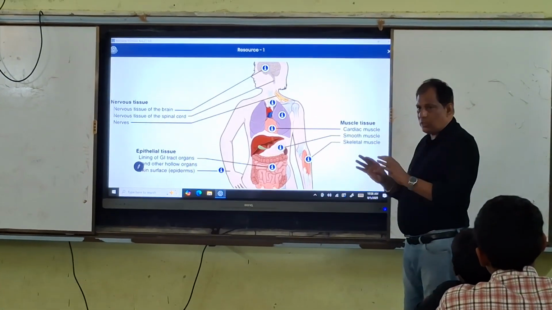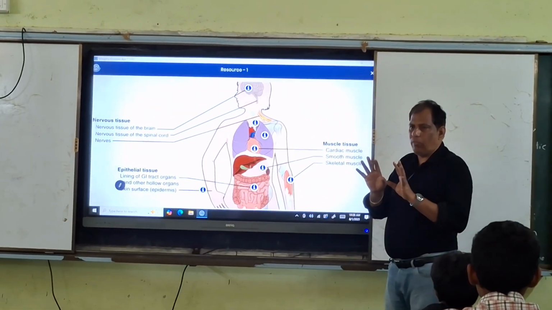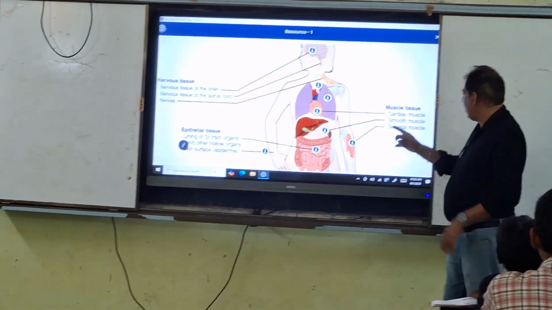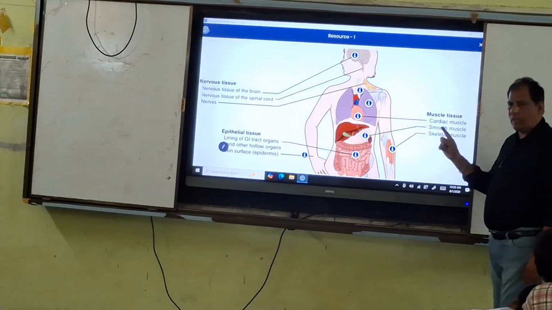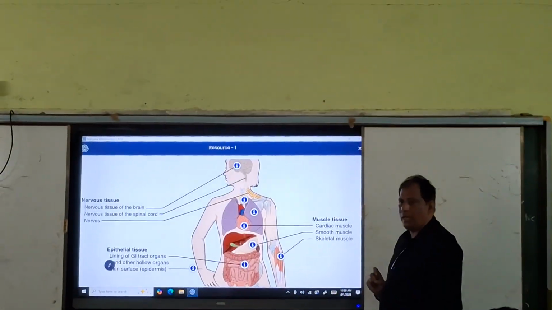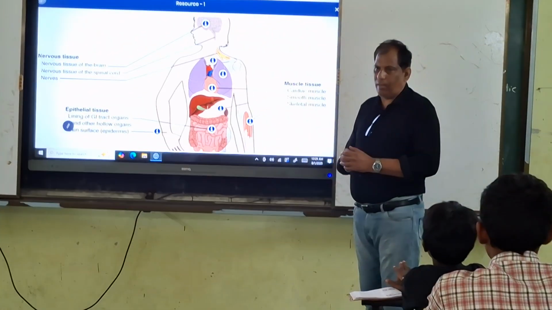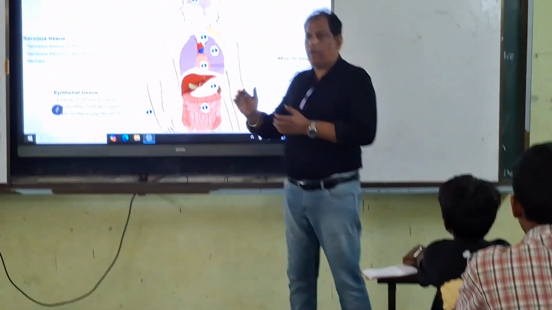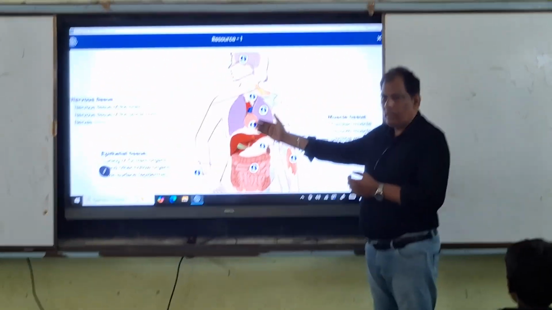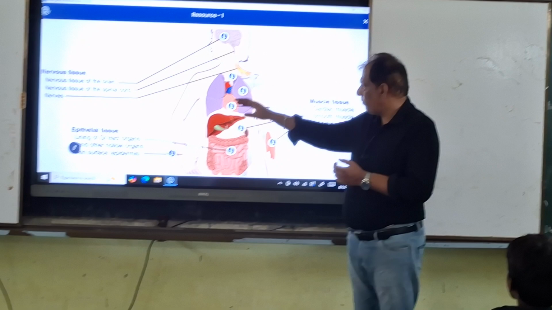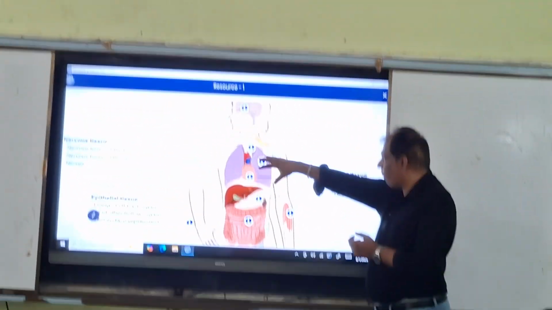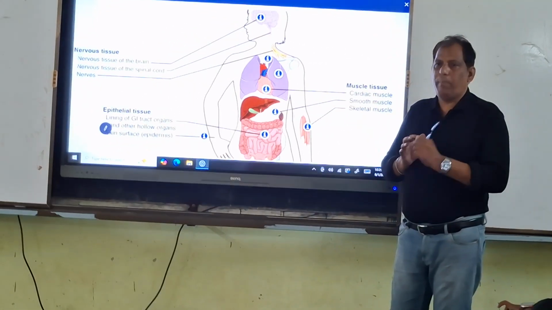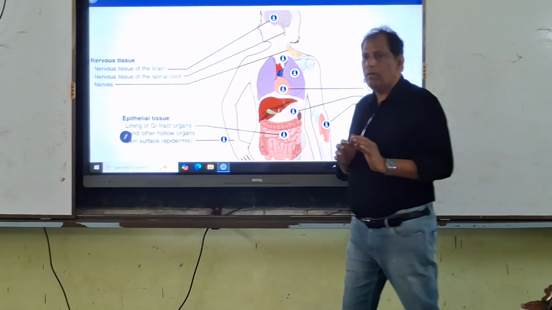Now let us read out what the different types of muscle tissues are. If we are going to learn them in detail, one is cardiac muscle, one is smooth muscle, and the skeletal muscle. Today, with the help of a panel and diagram, we will be focusing on the location where these different kinds of tissues are present in the human body. We will be locating where they are present.